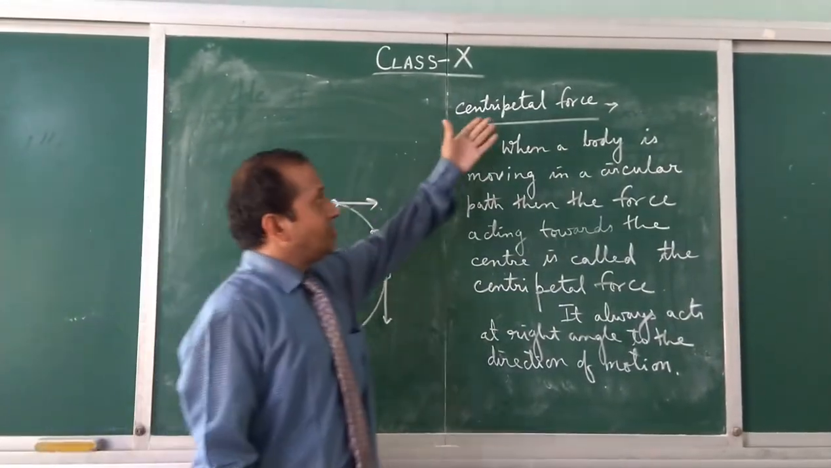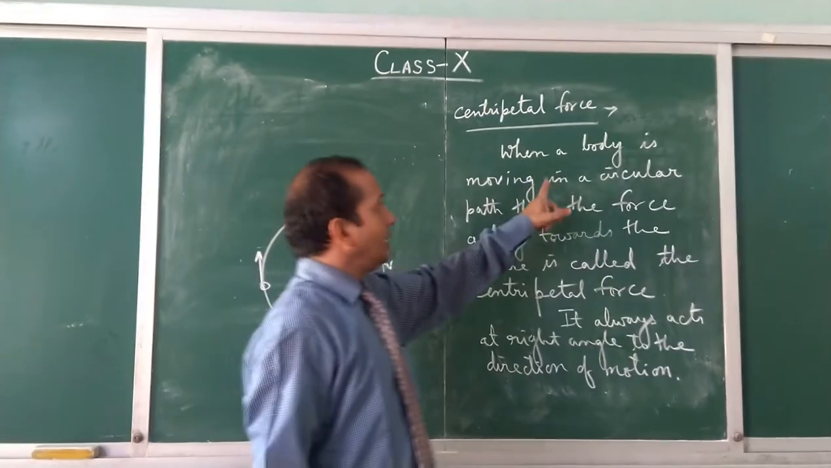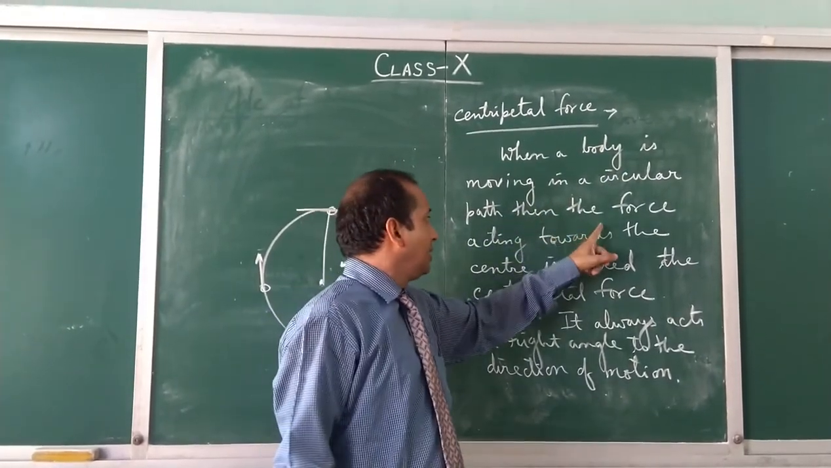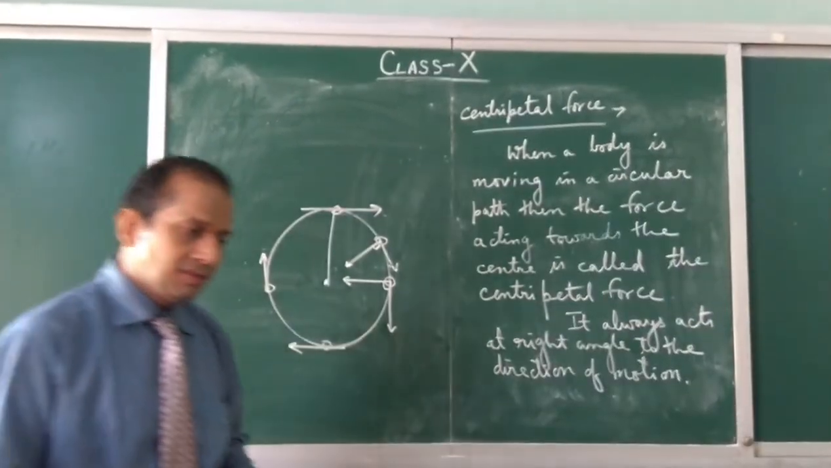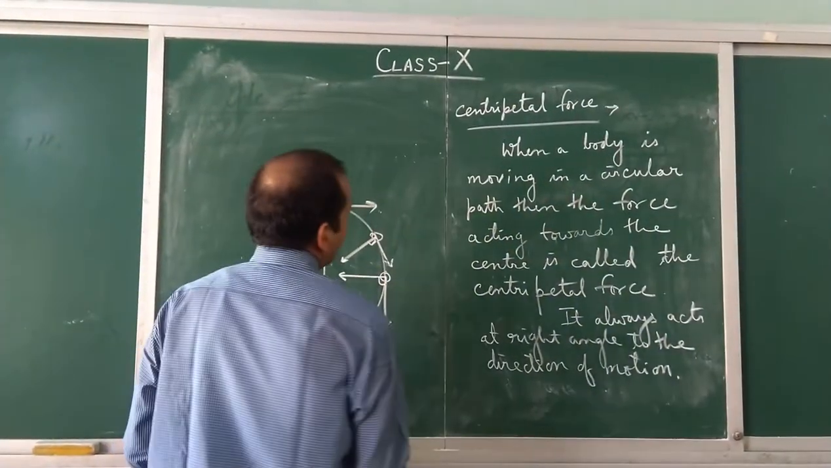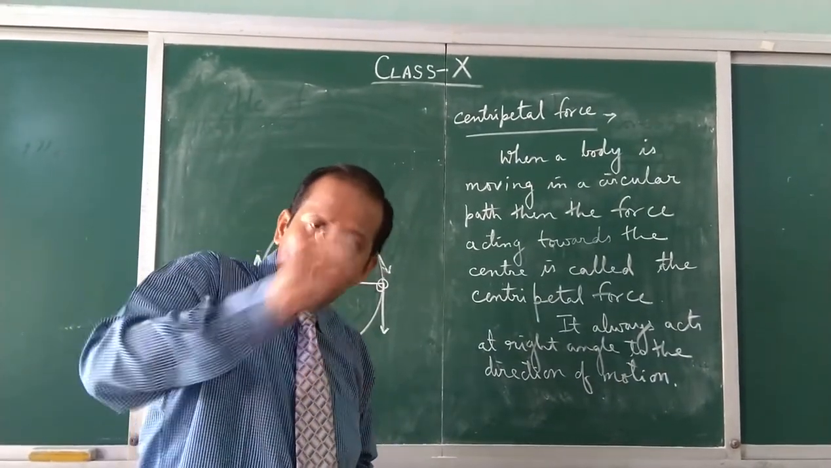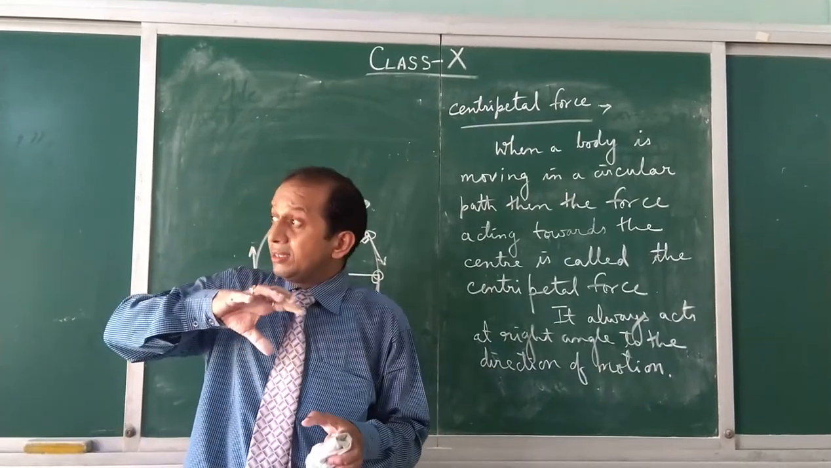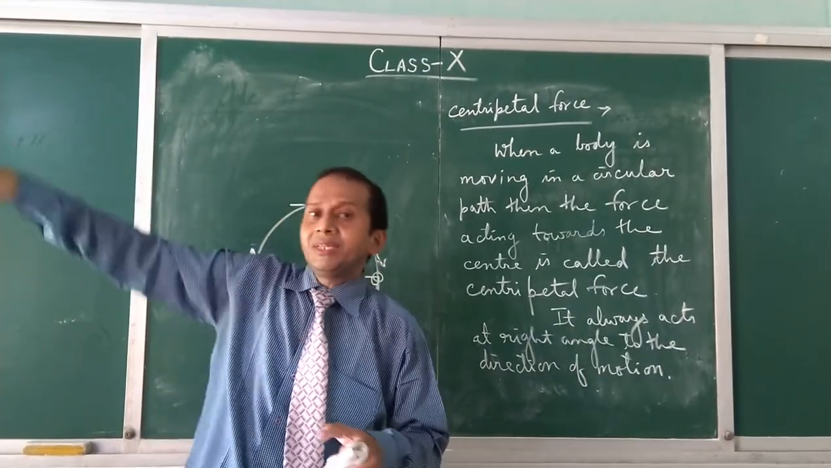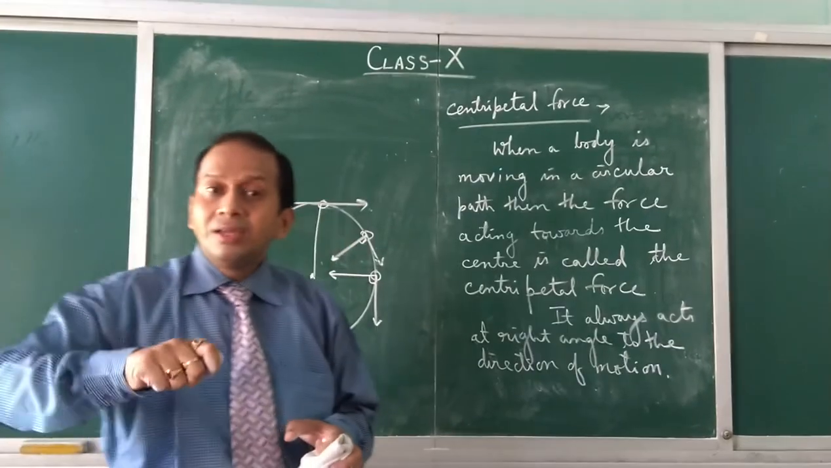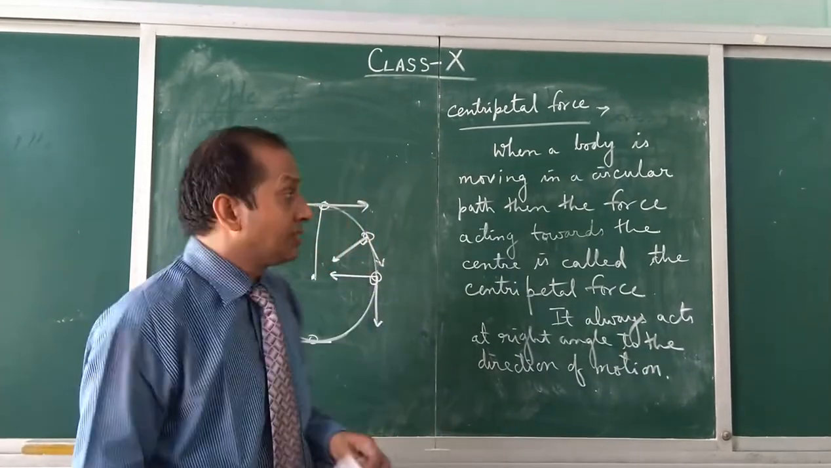If I talk about centrifugal force, then it is the same thing: when a body is moving in a circular path, then the force acting away from the center. The difference is this only. Two types of forces act. You will also feel it when you tie a stone and whirl it round and round: the stone is always trying to throw itself away from the center, and if you have to force it, you have to apply force inwards so that it can move in a circular path.